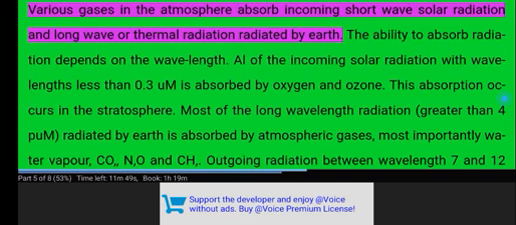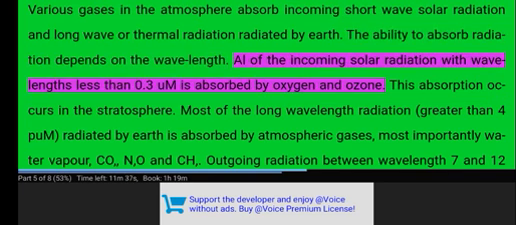Greenhouse effect. Various gases in the atmosphere absorb incoming short-wave solar radiation and long-wave or thermal radiation radiated by Earth. The ability to absorb radiation depends on the wavelength. All of the incoming solar radiation with wavelengths less than 0.3 µm is absorbed by oxygen and ozone. This absorption occurs in the stratosphere.